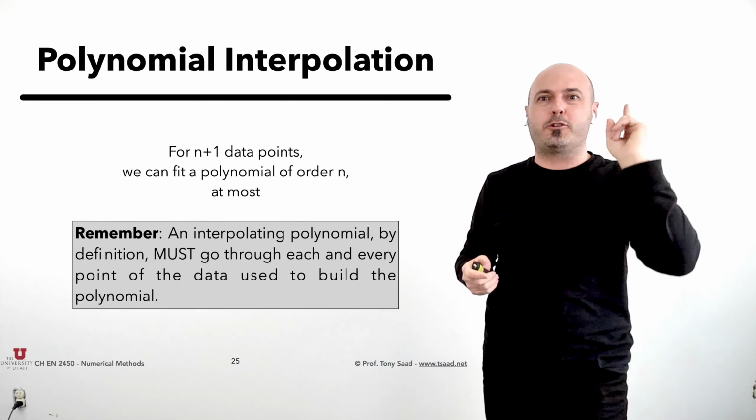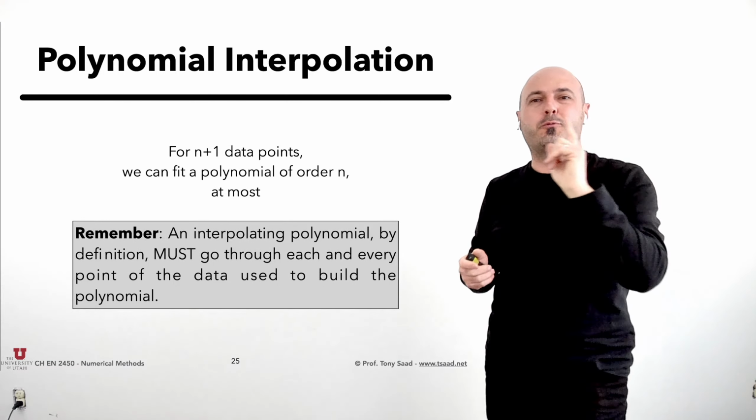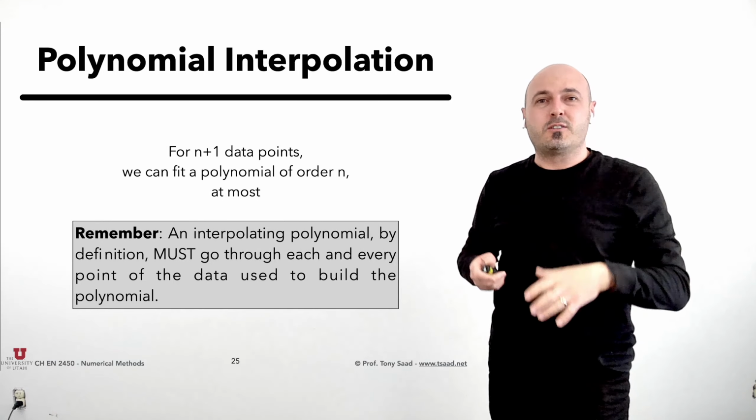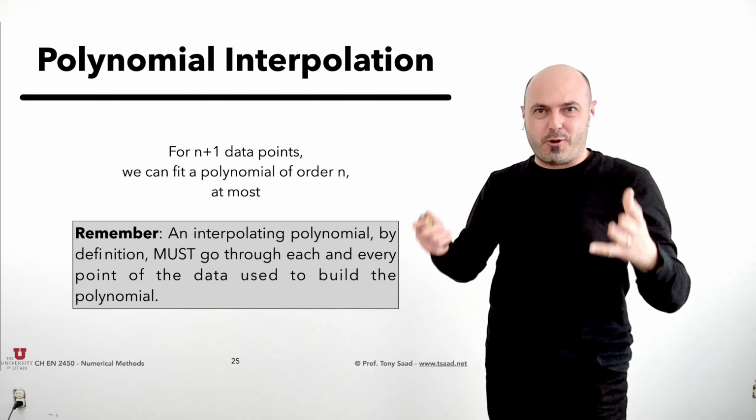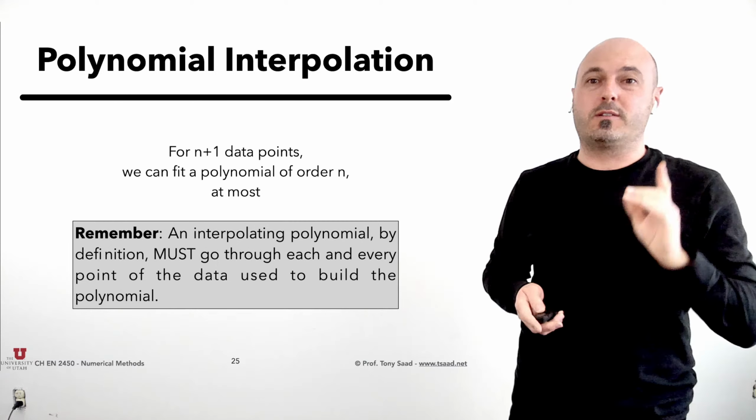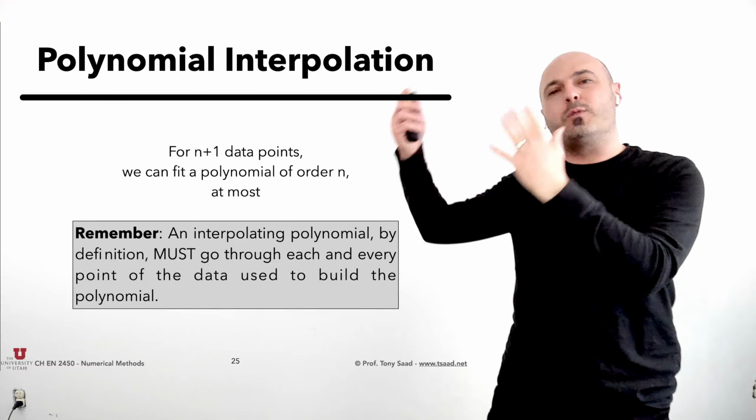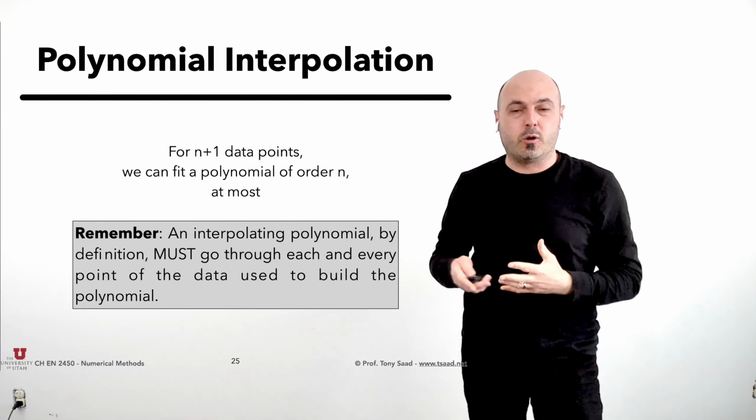We said this polynomial should pass through point 1, point 2, point 3, and so on. So the output polynomial should pass through those points. That's a critical distinction from what we're going to learn after, which is what we call regression.